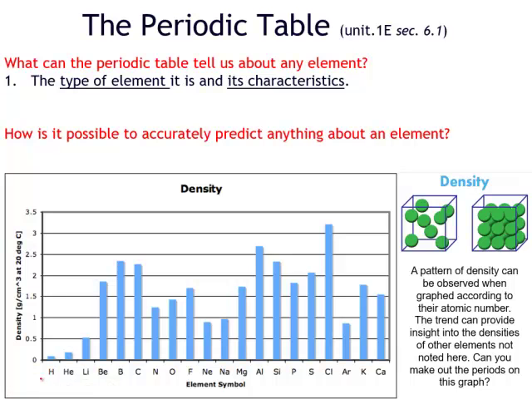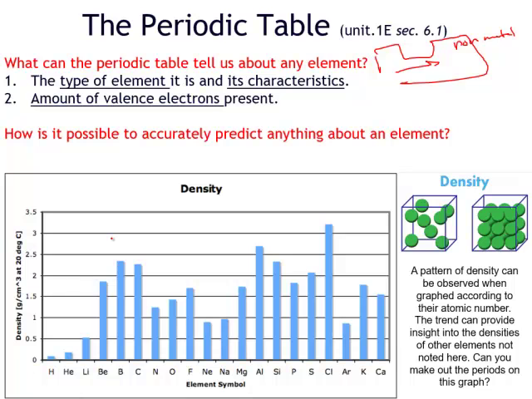So we know that the metals are on the left-hand side of the periodic table, and as you go to the right, they become less metallic and more non-metals, right? And there's other characteristics that we'll eventually talk about in the second part of the lecture. We also know about the amount of valence electrons present, an idea that we learn about from the Bohr model.